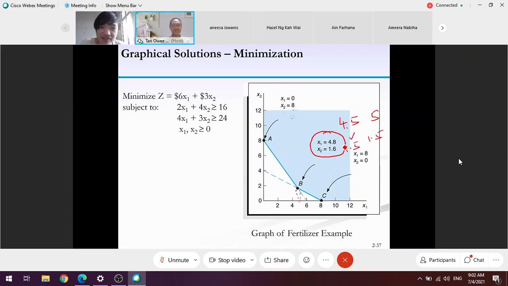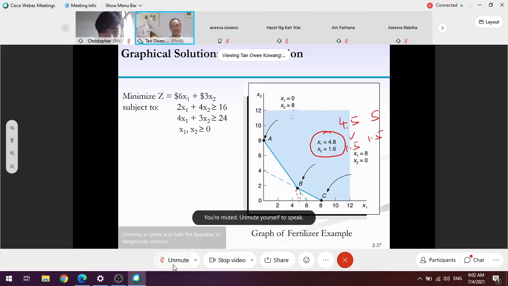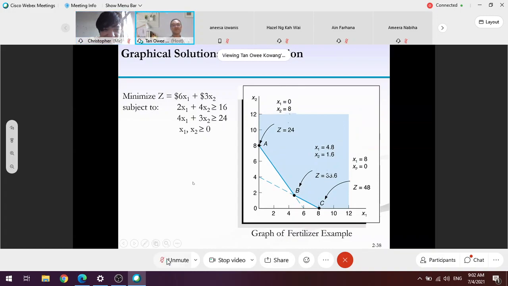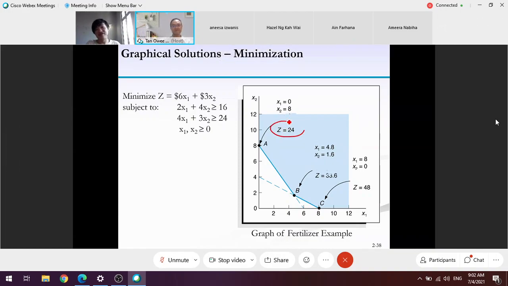Now, once you have the three points, what are you going to do next? You have to test, replace into the objective function. If I replace into the objective function, I get this: point A, Z equals 24. Point B, Z equals 33.6. Point C, Z equals 48. So which one is the optimal solution?